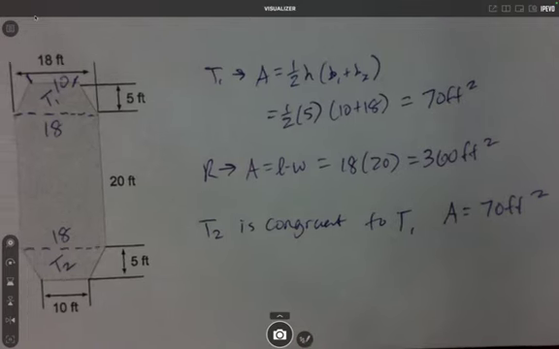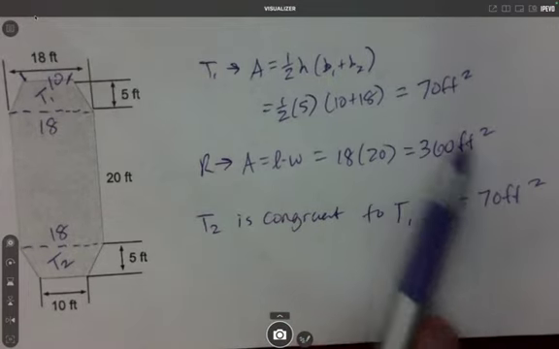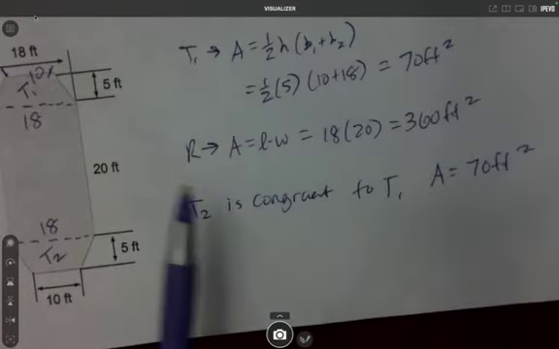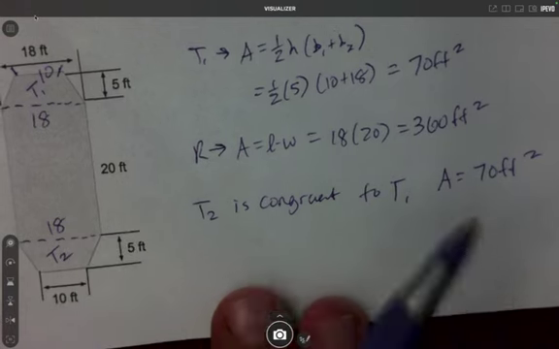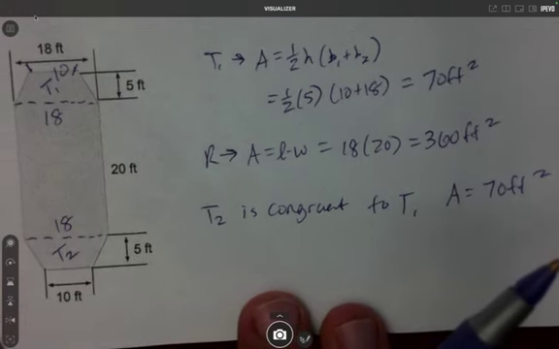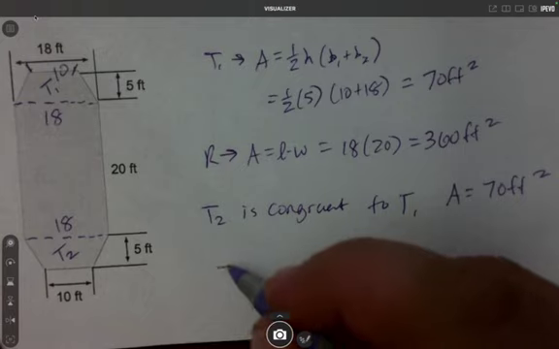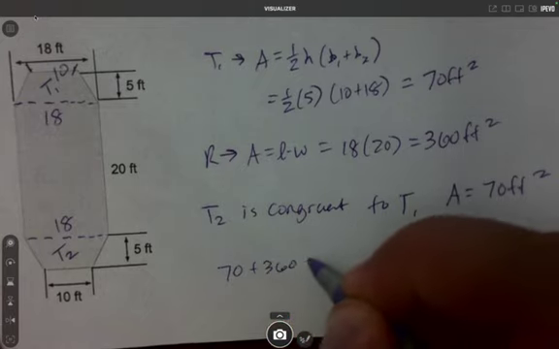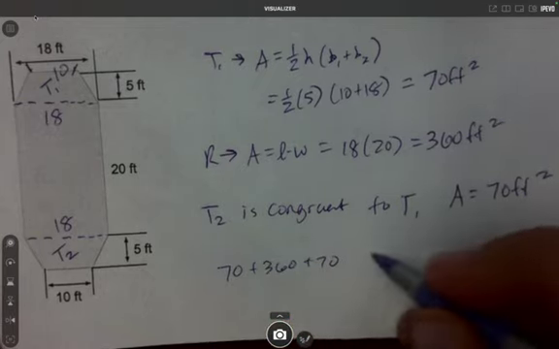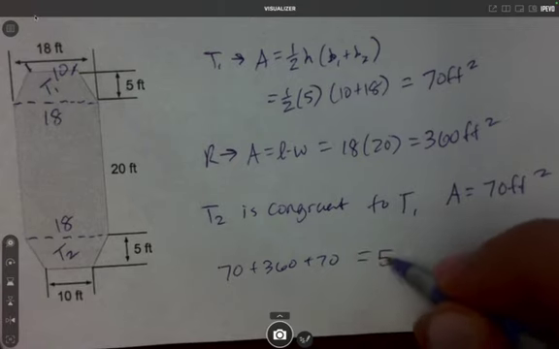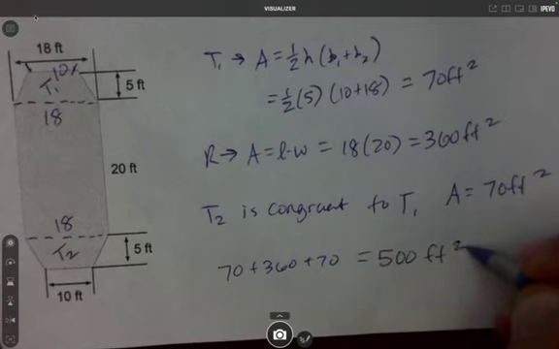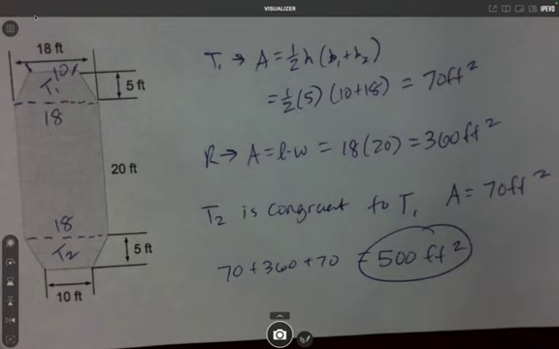So we've now found the area of all 3 shapes. We found the area of both trapezoids, they're each 70 square feet. And we found the area of the rectangle, which is 360 square feet. So if you add 70 plus 360 plus 70, you get the composite figure shape, or area, which is 500 square feet.